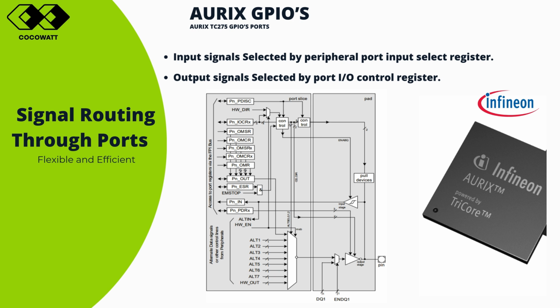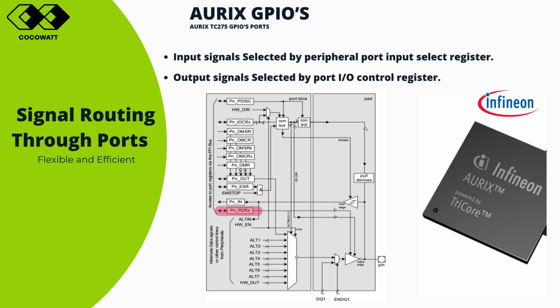Input signals are the signals that come from external devices to the microcontroller pin. These signals are controlled using the peripheral port input select registers, or PDR. This allows multiple modules inside the microcontroller to read the data from the same pin. For example, suppose you connect a button to a pin. This button input can be used as general purpose input output or by the external request unit, ERU.